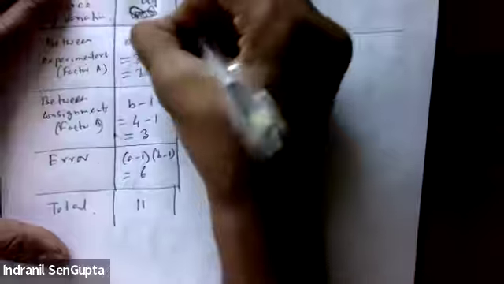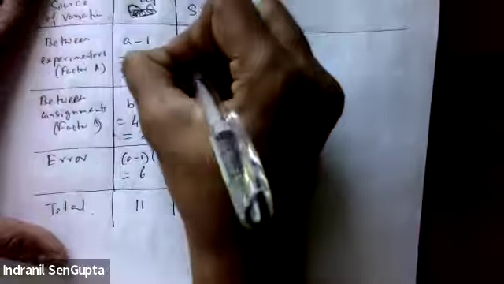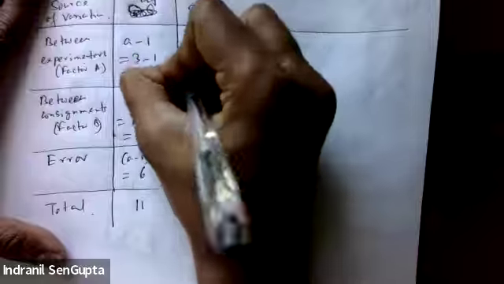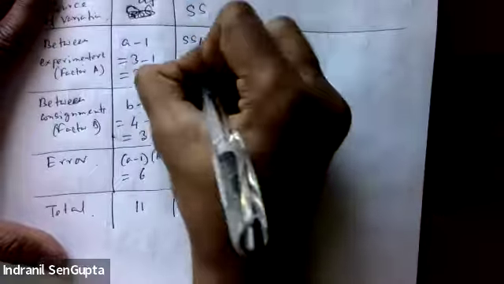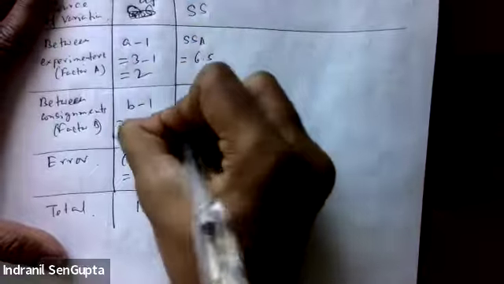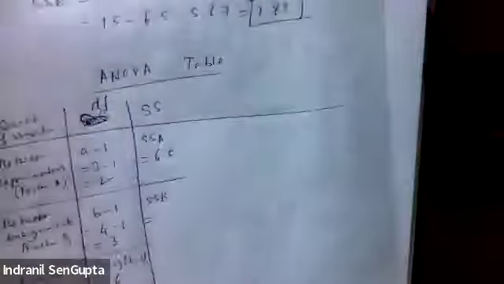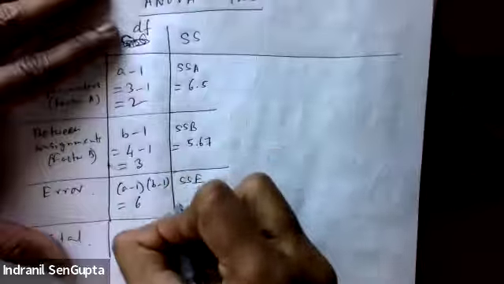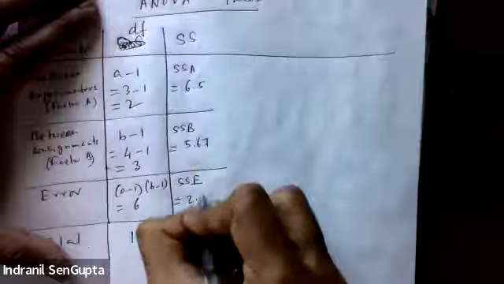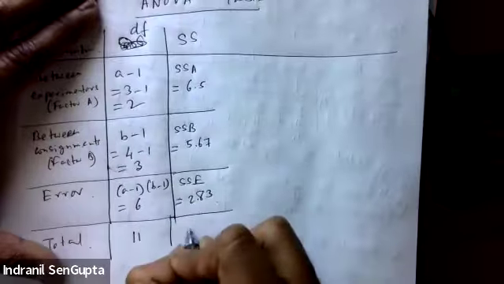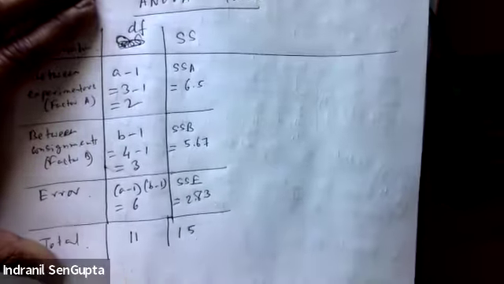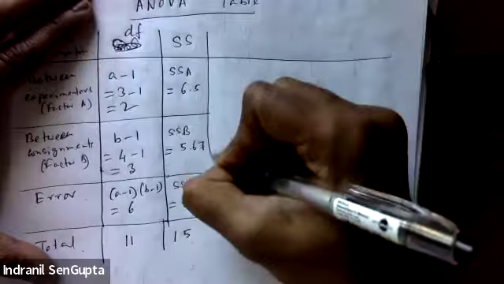Now, the next thing we did is the SS. So this is giving me SSA, which we already obtained to be 6.5. This is SSB, which we already obtained to be 5.67. And this is SSE. We obtained this right here, 2.83. And also these are additive, so it's 15. So the total sum of squares is 15.